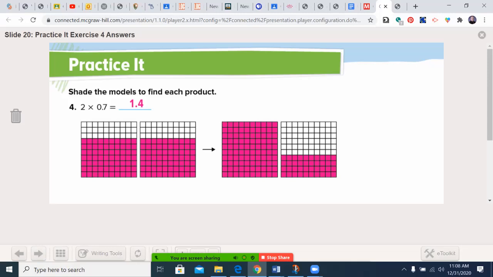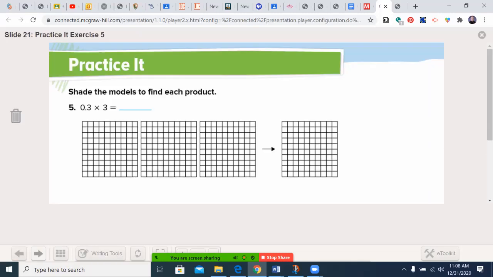2 groups of 7. You fill the whole one up because there's 14 rows. 2 groups of 7 rows. 7 times 2 is 14. That gives you a whole one and 4/10. All right, go ahead and do number 5. Let's see how this works out for you. Let me pause the video now.